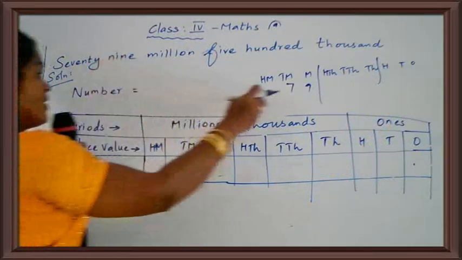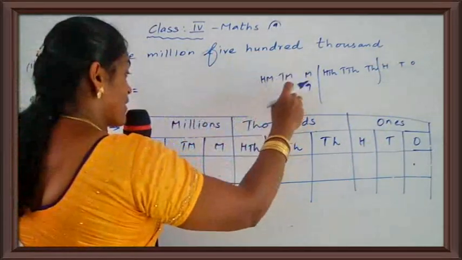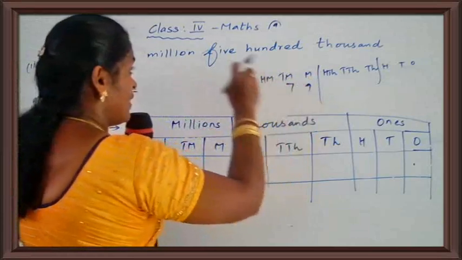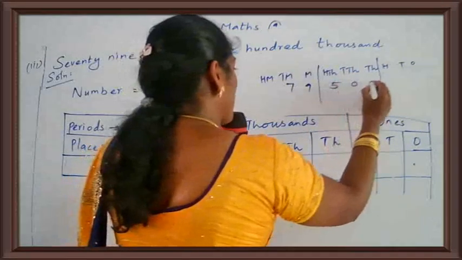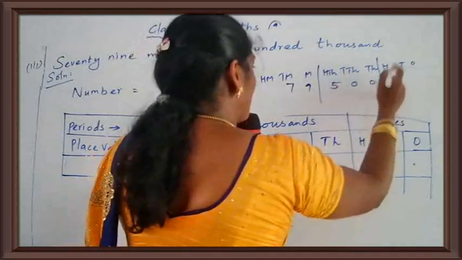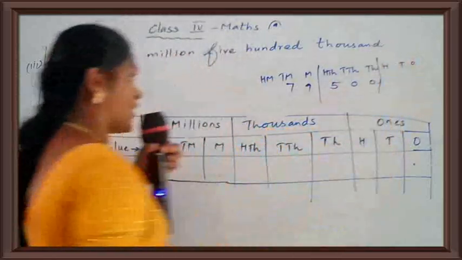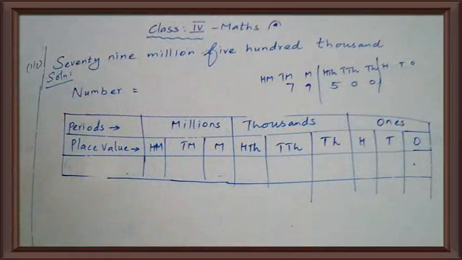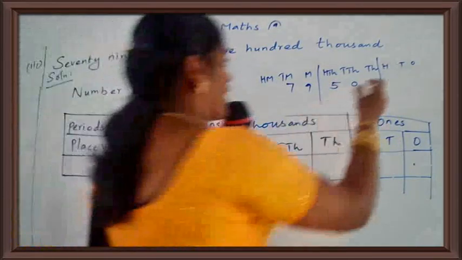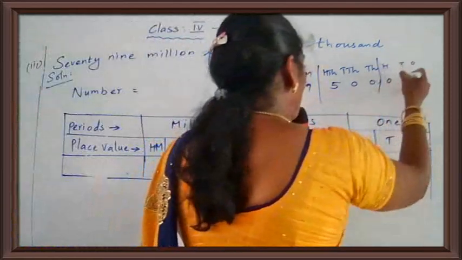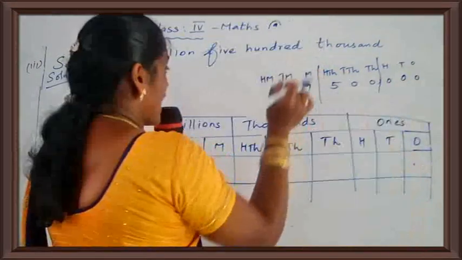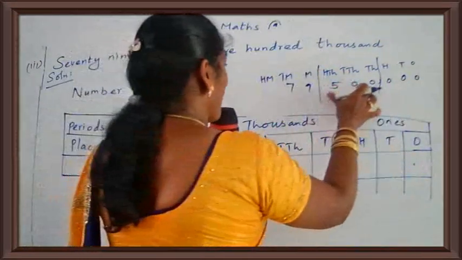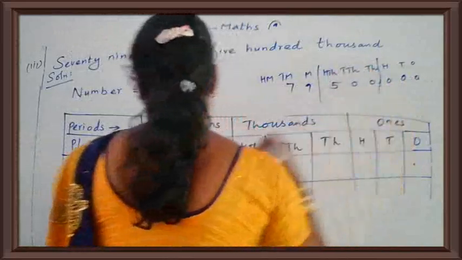So you write in millions period, 79 million. Next 500,000 in thousands period, how much? 500. The remaining ones period, anything is there? No, but here a number is there. Yes, that number is 0. So that's why 100 place you put 0, tens place you put 0, ones place you put 0. Now you read the number, 79,500,000.